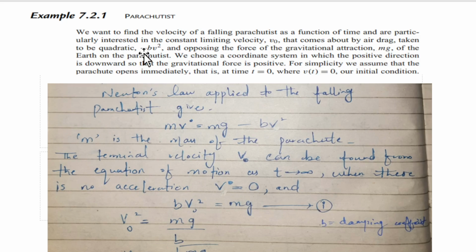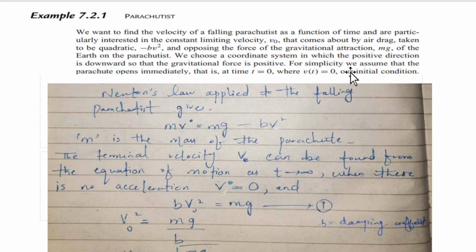This is shown with the formula minus bv square, because it's moving opposite to the direction of motion. The negative sign shows that this is the air drag, which opposes the gravitational force acting on the parachutist by the earth. So we choose a coordinate system where the positive direction is downward, so that the gravitational force is positive.